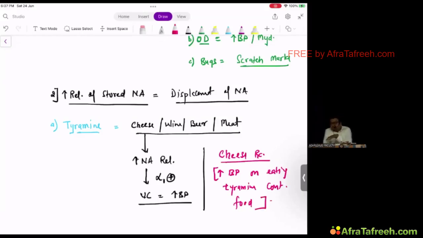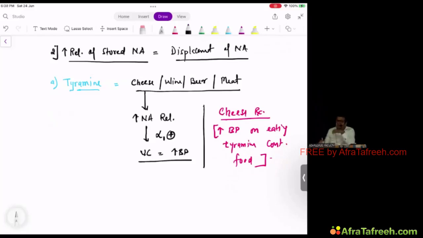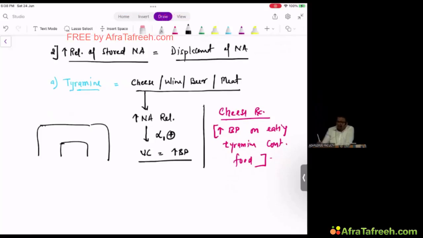Do you eat cheese? Yes. Do you think your BP goes up every time you order from Domino's? No. Why? You're eating, that means which route? In our GIT, I'll draw a simple diagram. This is your GIT. In your GIT, there is an enzyme called monoamine oxidase.